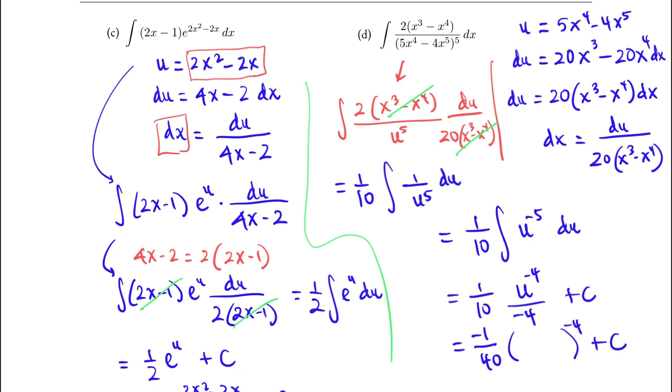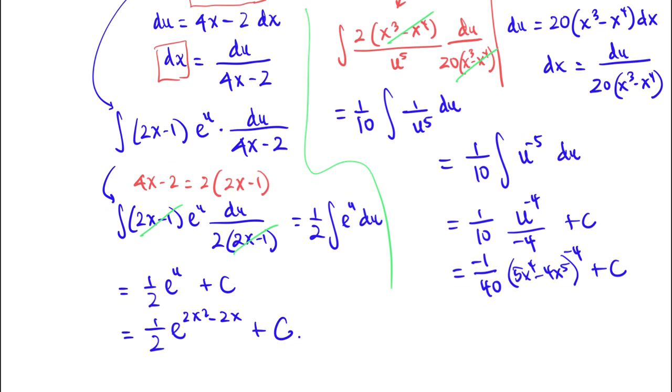But u is 5x to the fourth minus 4x to the fifth. If we want the answer in terms of positive exponent, then we rewrite it as negative 1 over 40, and then (5x to the fourth minus 4x to the fifth) raised to the positive fourth power plus c.